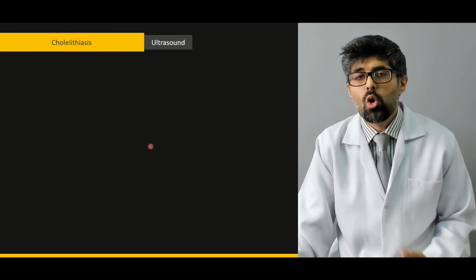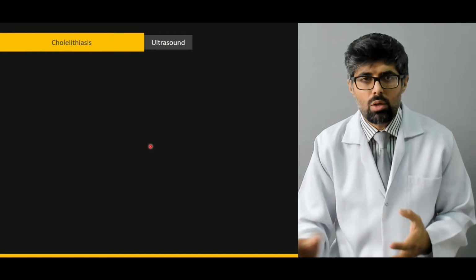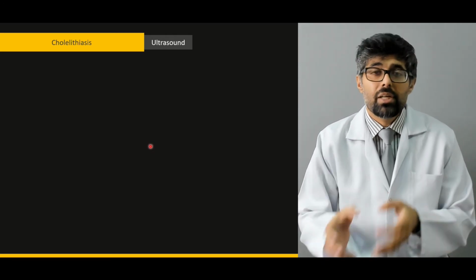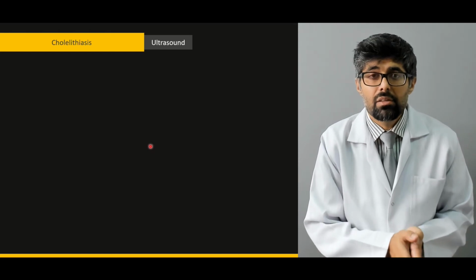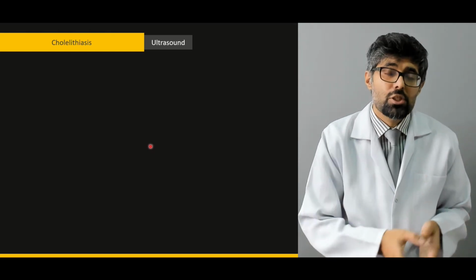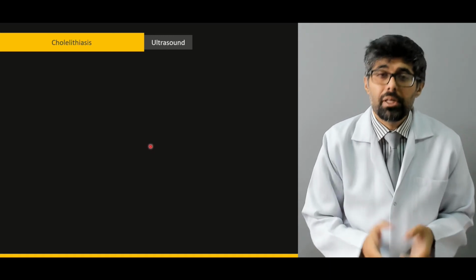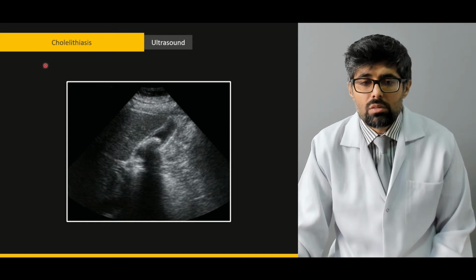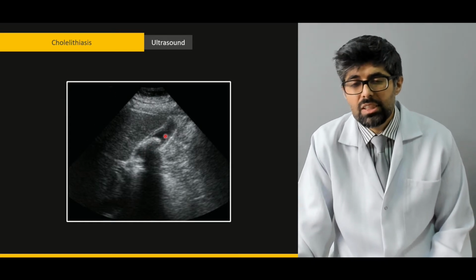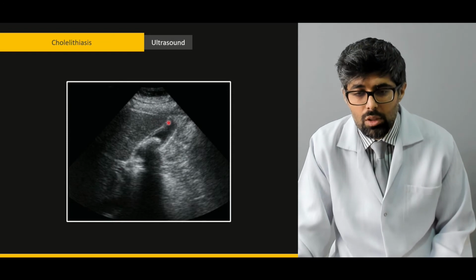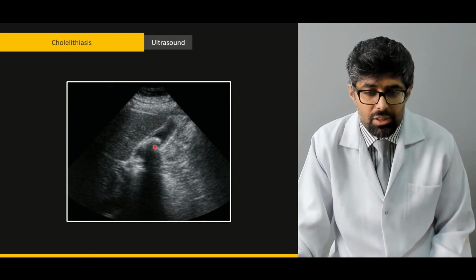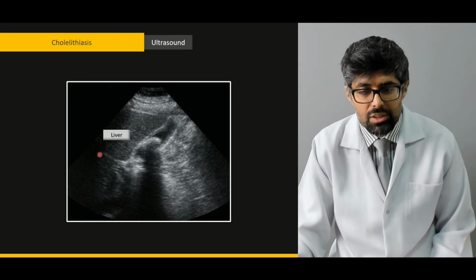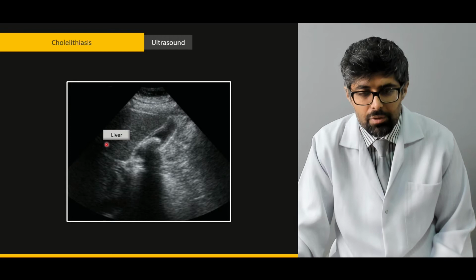Next, we have the cholelithiasis. Now, cholelithiasis, as discussed earlier, means presence of gallstones inside the gallbladder, which houses the bile which is made by the liver. Now, diagnosis of cholelithiasis is done by ultrasound. Now, this is the gallbladder, this is the concretion, this is the acoustic shadowing, this is the parenchyma of the liver.